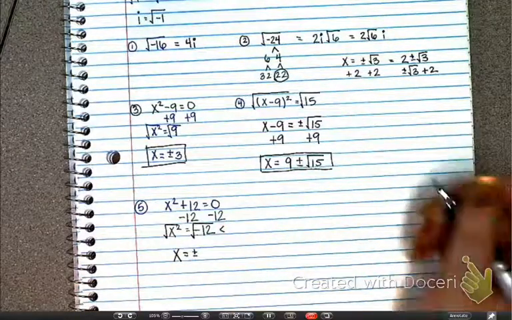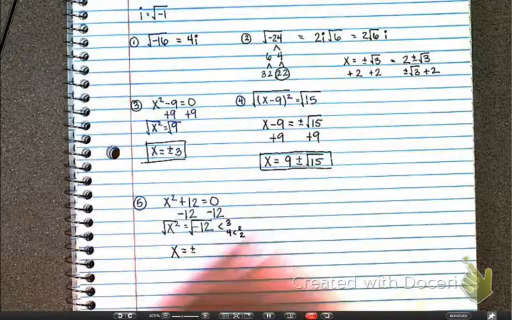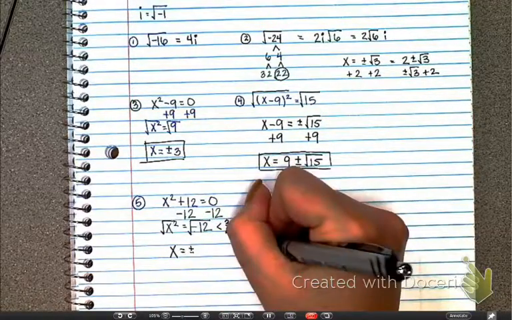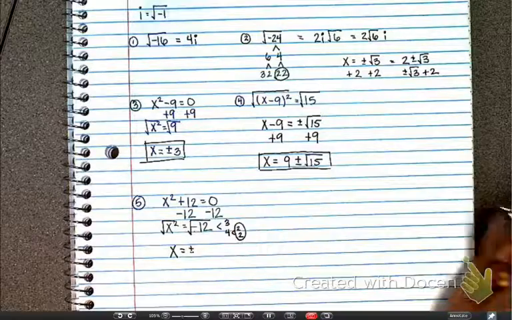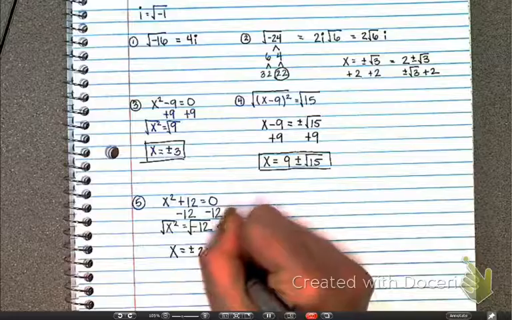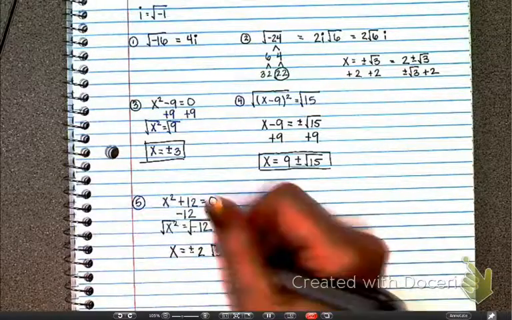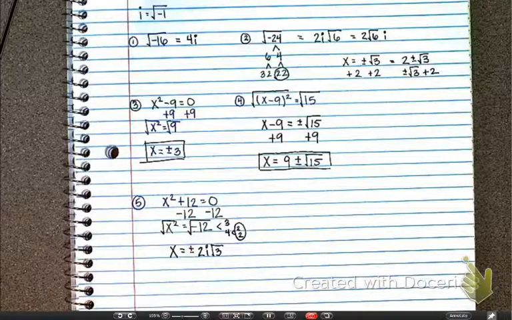So 12 breaks down to what? 6 and 2, or 3 and 4, and then 2 and 2. So I have a pair of 2s. What stays inside? 3. Are you okay with that answer? No, put i at the end. You need to add your i because it's a negative 12. Anytime you have a negative, that i has to come out.